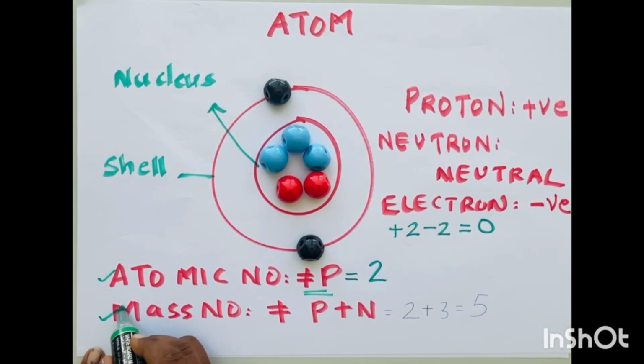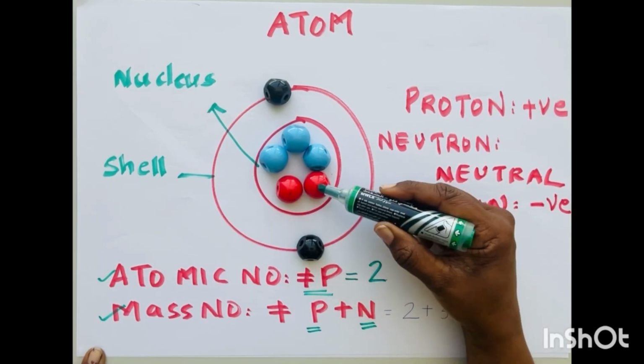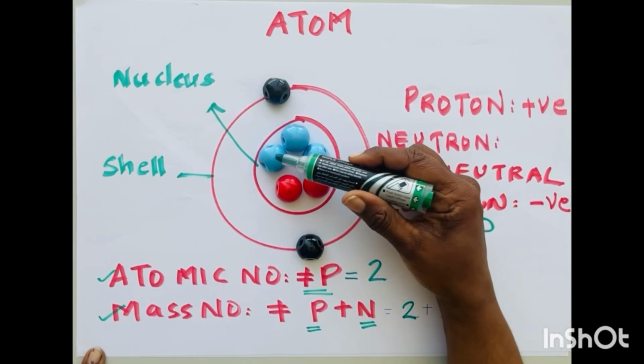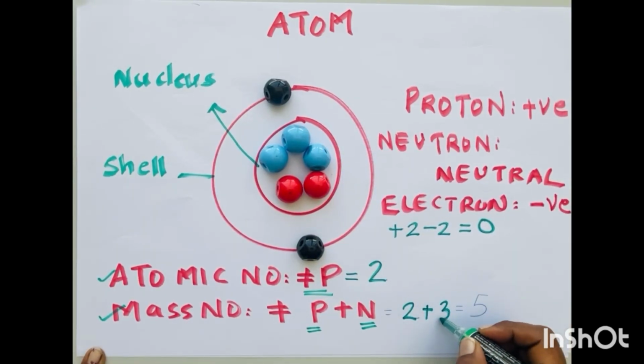Now that of the mass number. Mass number is the number of protons plus neutrons. Here in this case, you can see the number of protons is 2 and the number of neutrons is 3. So we can see that this is 5. The mass number is 5.